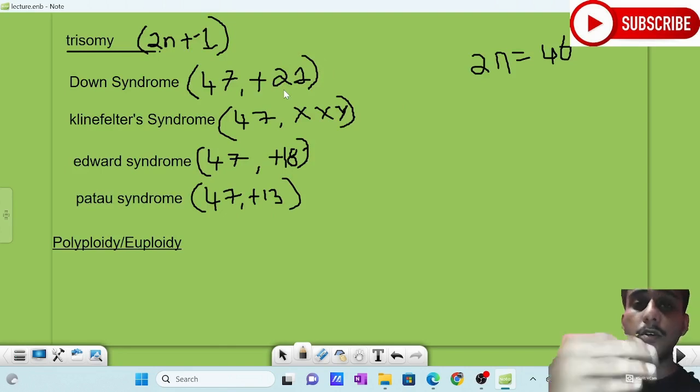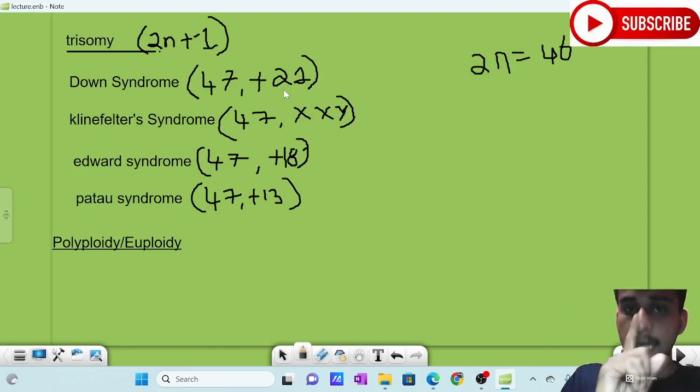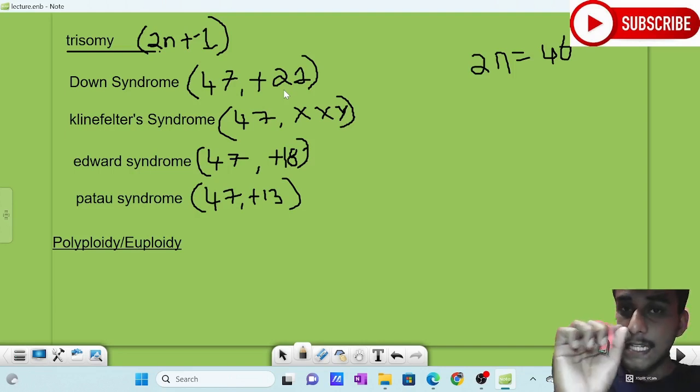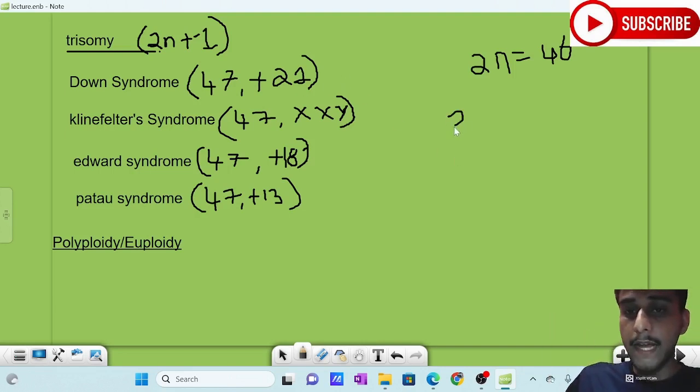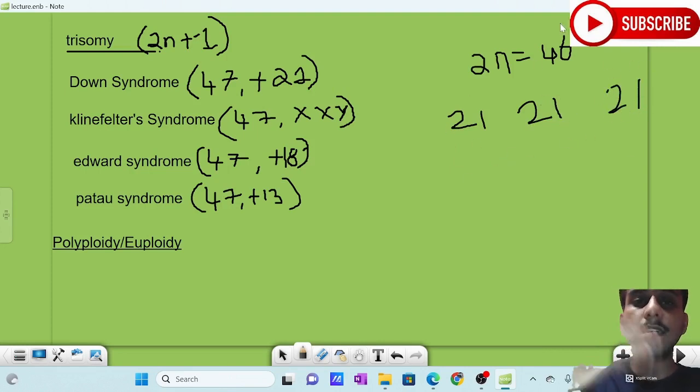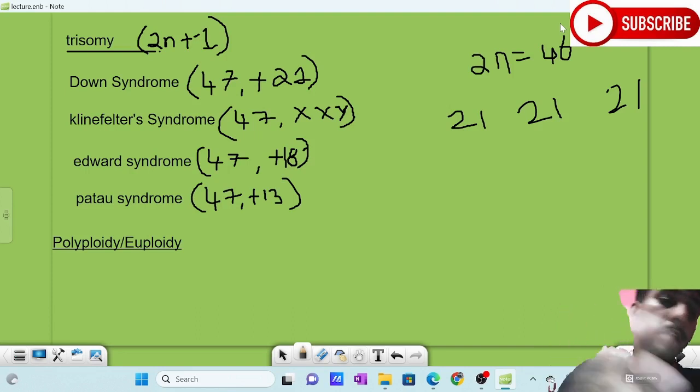We have 23 sets of chromosomes. In Down syndrome, the 21st chromosome will have an extra copy. This is the condition: an extra copy of the 21st chromosome is present in a human being with Down syndrome. So the total chromosome number will be 47. It became odd. Earlier it was even because of the pairs. Now there is an extra chromosome in the 21st, so it becomes 47.